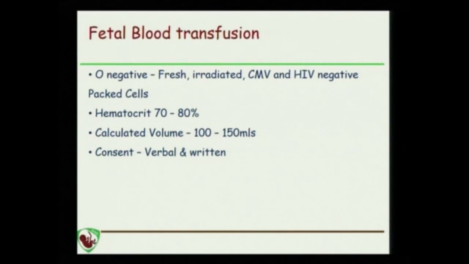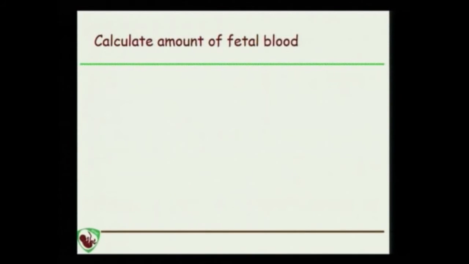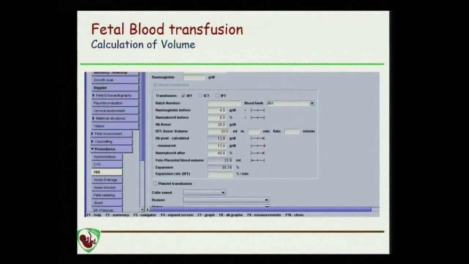So what do you need to get? This is extremely important. You transfuse with fresh, irradiated, leuco-depleted, CMV and HIV negative packed cells. They are highly packed, with a hematocrit of 70 to 80%, and you calculate the volume, and after consent, do the transfusion. There need to be good blood banks to give you this kind, because it takes about 8 hours to prepare a blood unit after doing all this processing. So you need to calculate. There are various methods to calculate, but it's simpler to use software wherein it will take the baby's weight, the pre-transfusion hemoglobin, and the donor hemoglobin, and give you the volume that you need to transfuse.